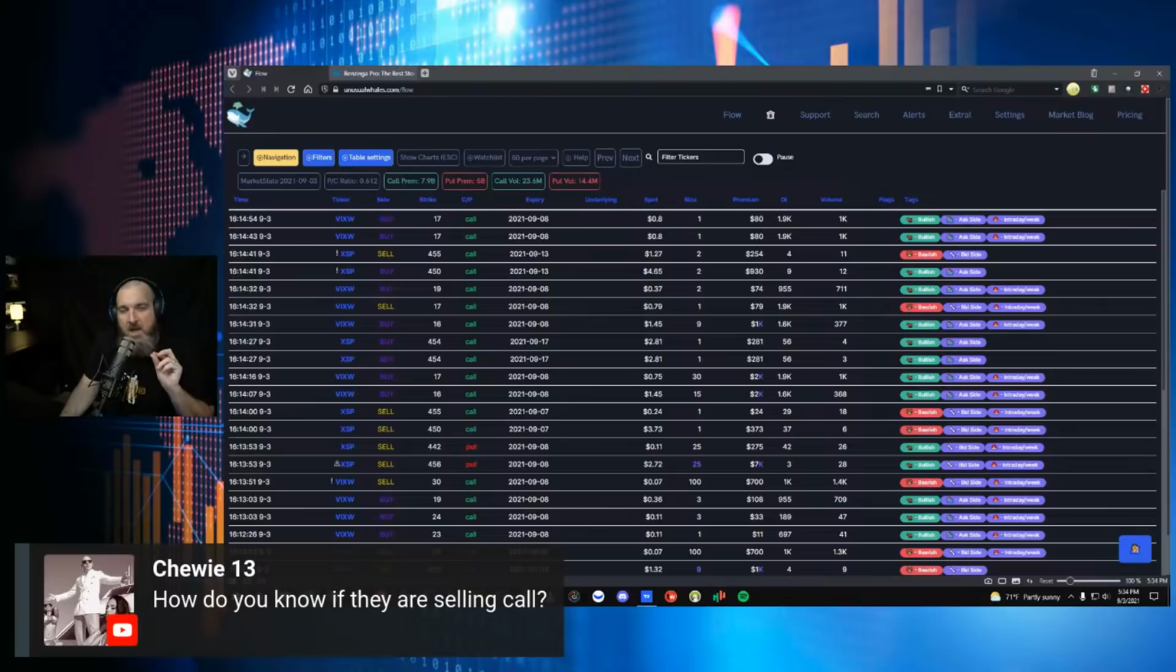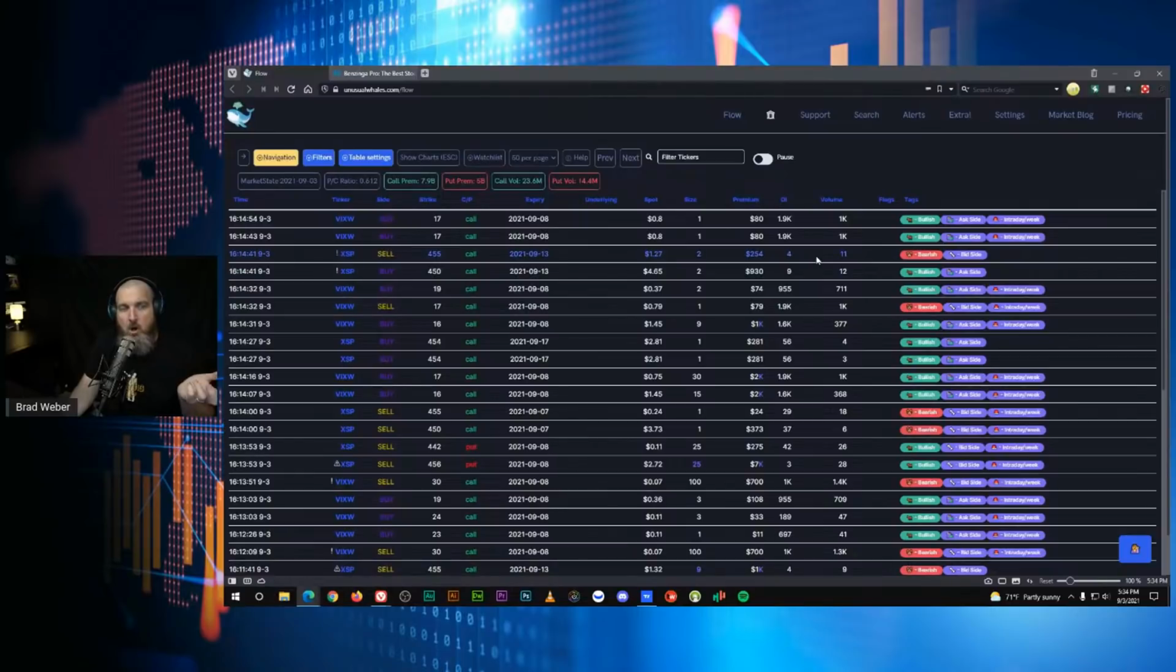Basically, as you are reading through the tape, you can see that right here, for example, a buy call is bullish. Very simple. A sell call is bearish. That's what you have to remember. Selling a put is bullish. Selling a call is bearish. So that determines if they are buying or selling.